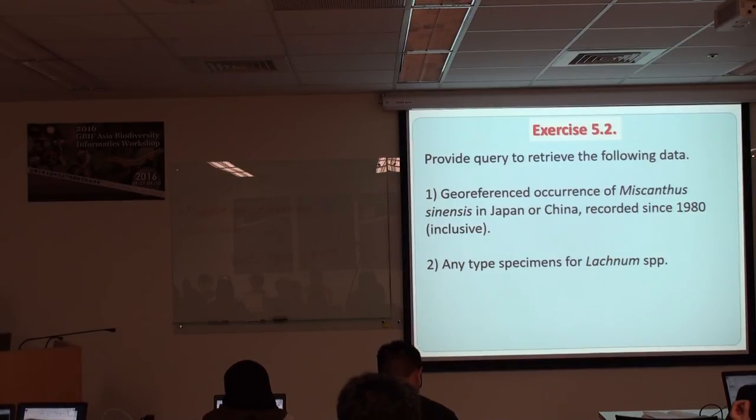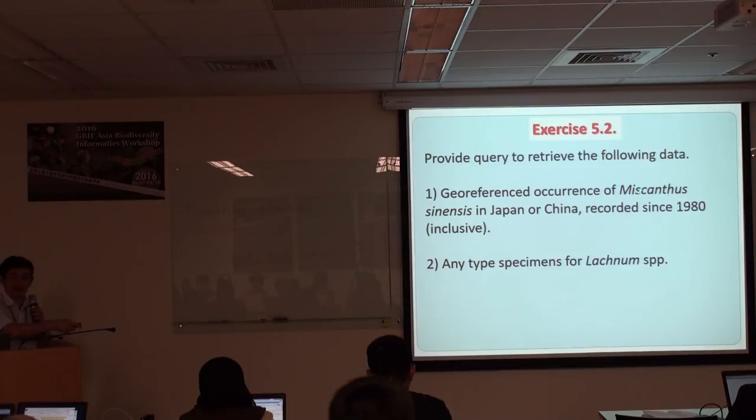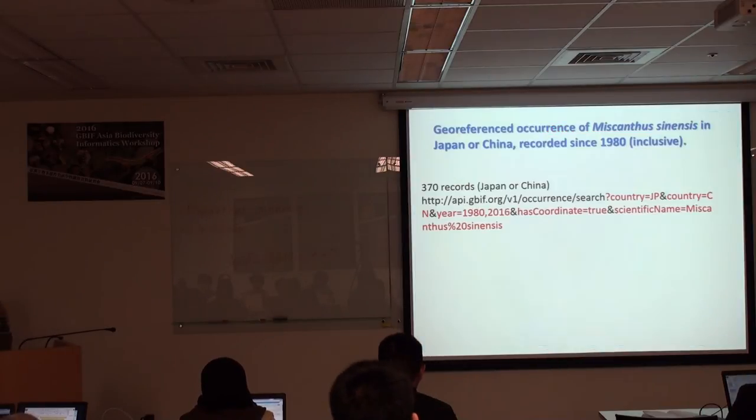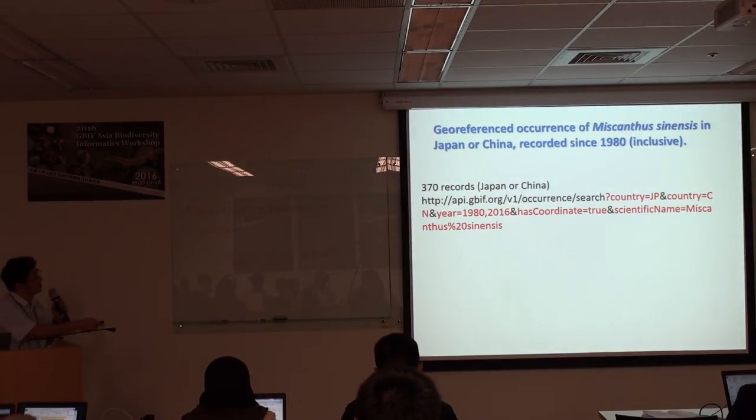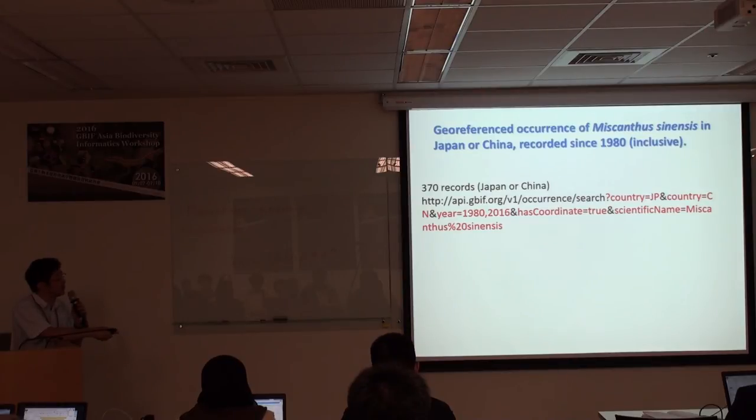So what kind of query can you imagine? You don't have to work on it, but have a look at this. As I said, you have keywords about the locations and the scientific name and years, right? And there is a specific way to express those things. Here, again, you're using the GBIF API version 1 about the occurrence and search. Country equals JP and country equals CN, which means China. And you are going to combine all these commands with an ampersand, okay? And year is 1980 comma 2016. So this means the range. This is the way to express the range between this year and this year.